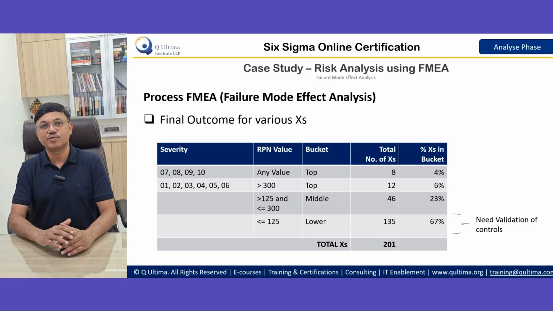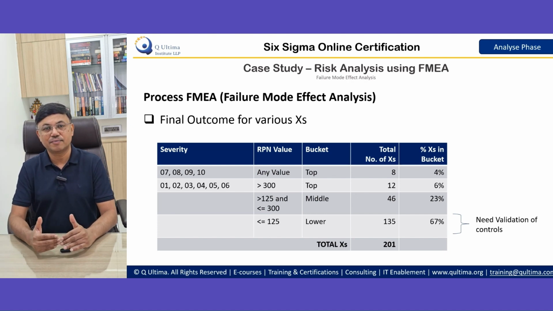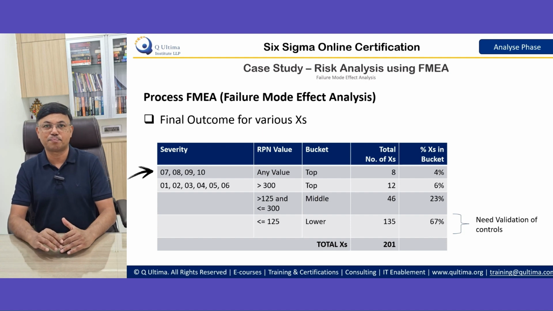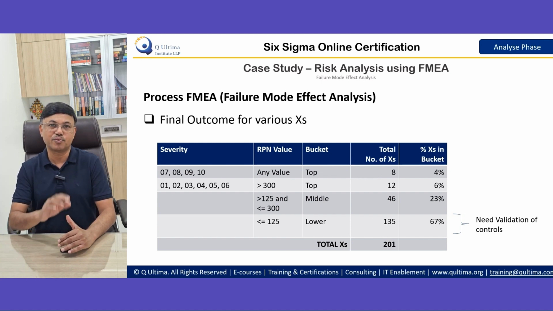Now we have come to the stage where we can use FMEA for classifying all the X's into 3 categories: top, middle and bottom. The X with severity rating more than 6, which is 7, 8, 9, 10, whatever its RPN rating, is considered top category or top bucket X. In this case, we can see 8 such X's, where whatever the RPN rating, the severity rating is more than 6.